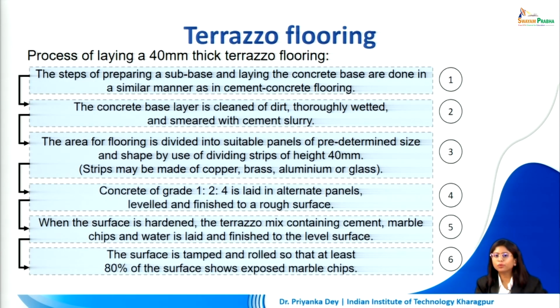Now, the concrete of 1:2:4 is laid in alternate panels, leveled and finished to a rough surface, and when the surface is hardened, the terrazzo mix which contains the cement and the marble chips and the water is laid on this. Now, the surface is stamped and rolled so that at least 80% of the surface shows exposed marble chips, because that is the look we are going for. From the top we should actually be able to see the marble chips. So, that is how we will finish the upper surface.